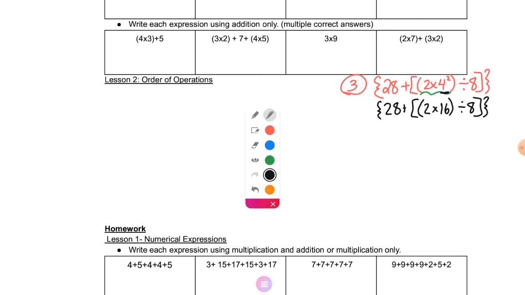Aiden, where are my eyes going? 2 times 16. Do you know what 2 times 16 is? 32. So I'm going to just fill in 32. Copy everything else. Can I get rid of the regular parentheses now? Yes. So I just need my brackets. Close the braces. So really, this whole problem was in grouping symbols.